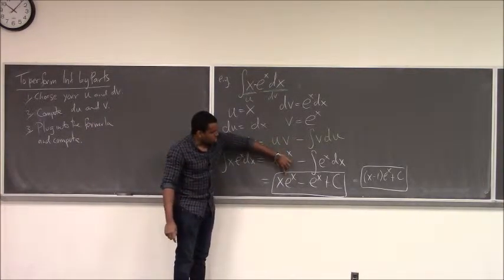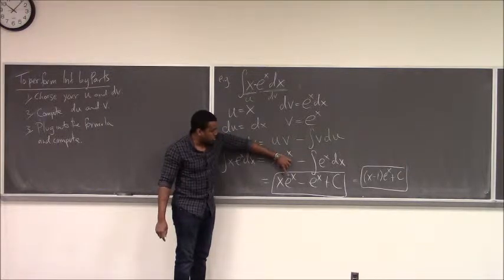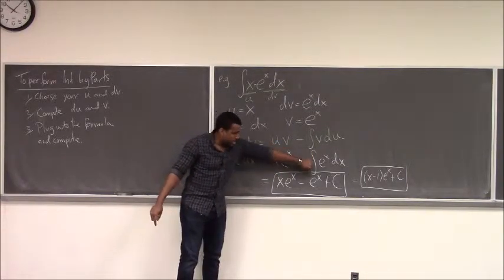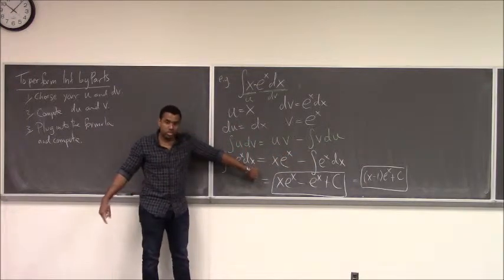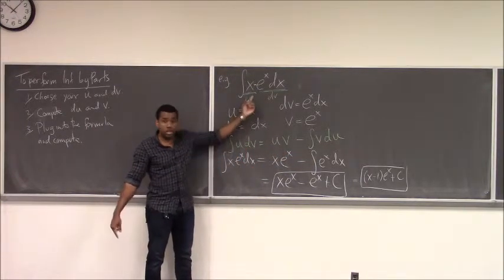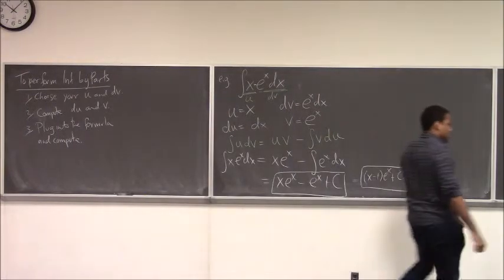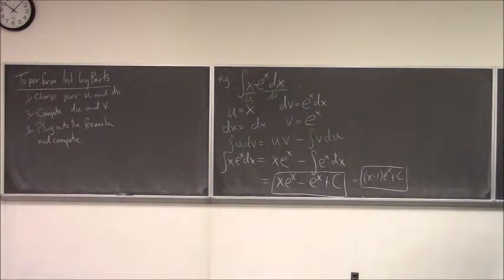To differentiate this, you'd use the product rule. Differentiate the x, you'll have e to the x, plus you differentiate the e to the x and leave the x, you get x e to the x. Then the derivative of minus e to the x is itself. That minus e to the x is going to cancel the other e to the x from the first differentiation, and then you'll end up with x e to the x left over. And that is integration by parts.